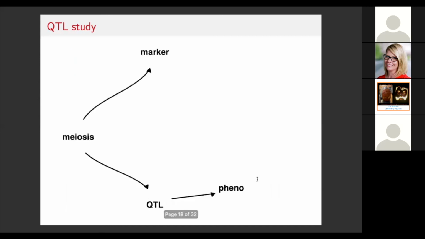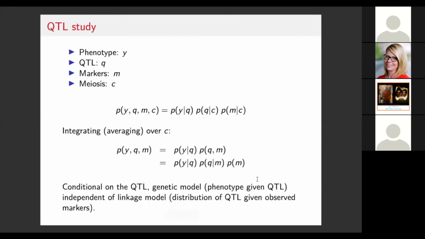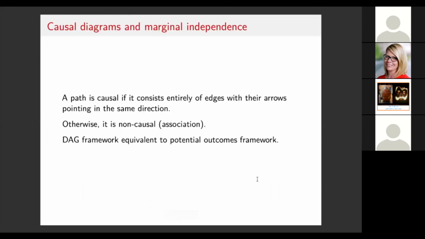So this is just to show that you can use the causal model to come up with expressions that can simplify your analytic strategy or guide your analytic strategy. And almost all QTL analysis is based on this decomposition, whether explicitly or implicitly. So here, let's now go into a few other examples of how to read these diagrams.